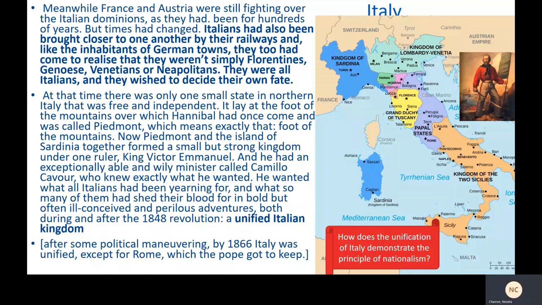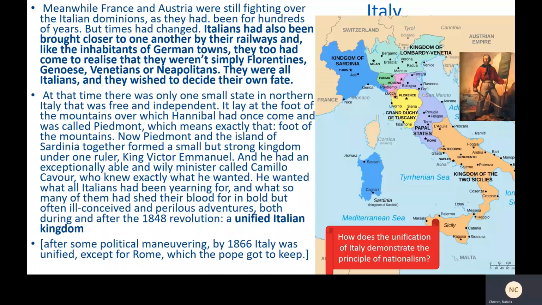At that time, there was only one small state in northern Italy that was free and independent. It lay at the foot of the mountains over which Hannibal had once come and was called Piedmont, which means exactly that, foot of the mountains. Now Piedmont and the islands of Sardinia together formed a small but strong kingdom under one ruler, King Victor Emmanuel. And he had an exceptionally able and wily minister called Camillo Cavour, who knew exactly what he wanted.